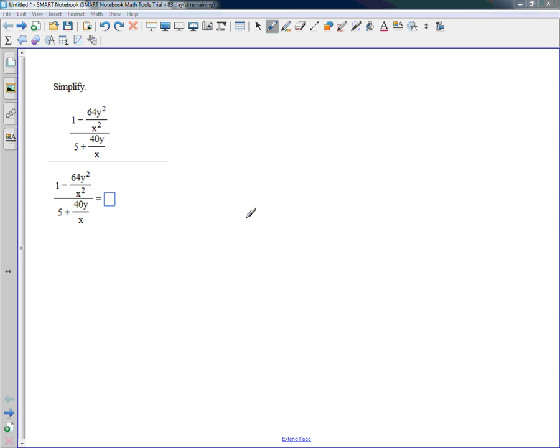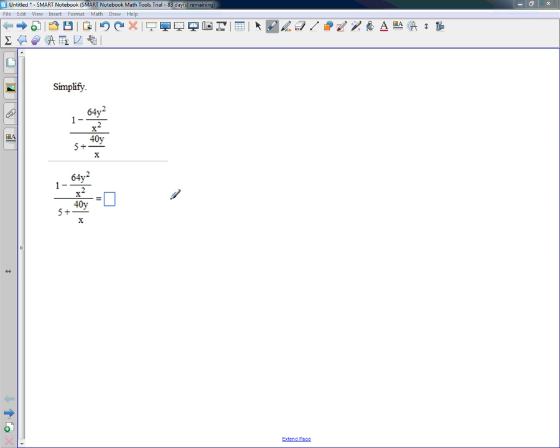Hey everyone, I've gotten a couple of questions on simplifying complex rational expressions, so I thought I'd go to the board, work an example for you guys, and see if we can get the answer here. I pulled an example off of MAT134. I believe this is question 26 or 27 from the homework.